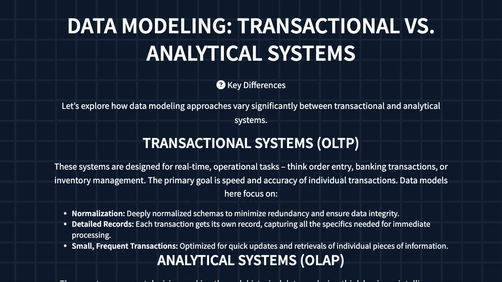Now, analytical systems, like those used for business intelligence, are focused on understanding the past to make better decisions in the future. They deal with huge amounts of historical data. Their models often denormalize, which can lead to some redundancy, but allows for much faster querying. Think pulling together sales figures over a period of time.